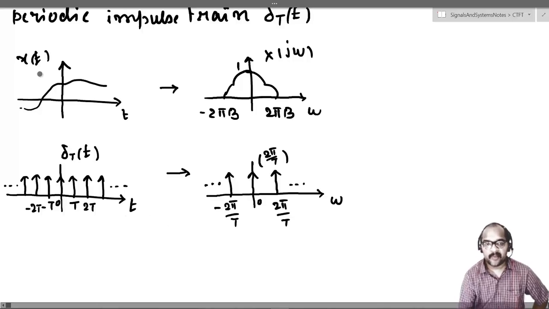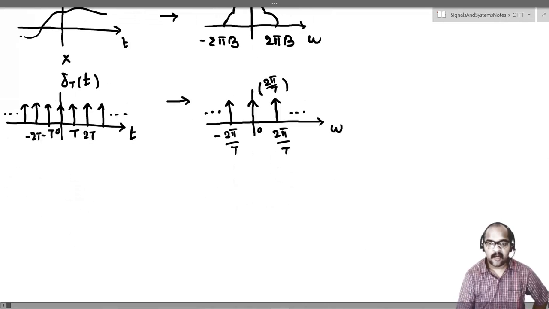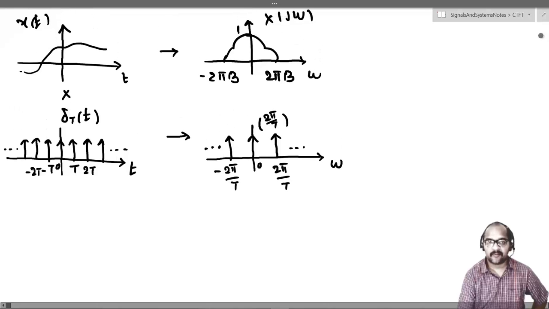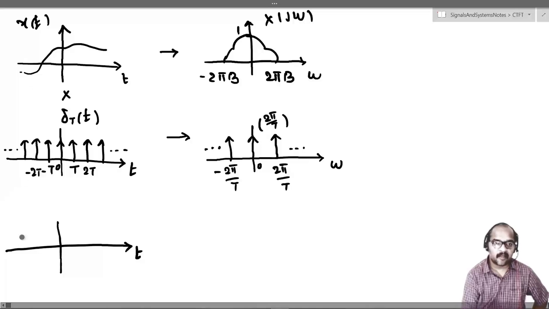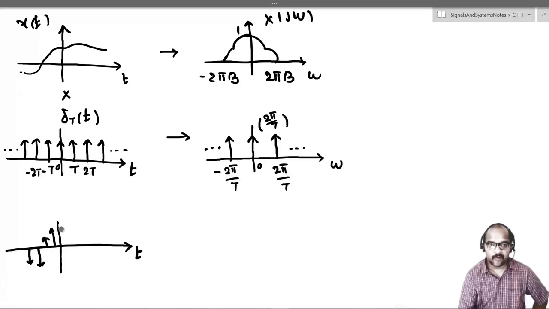But what is sampling? Sampling means you have to multiply x of t with delta T of t. So let us see how the plot looks. If you multiply x of t with delta T of t, here this is a positive Dirac delta, here you have a negative signal, so you will get a negative and then also negative, and then you have a positive Dirac delta and then you have positive, and then positive and a little bit down and so on, correct? So this is the way the product of x of t and delta T of t looks.